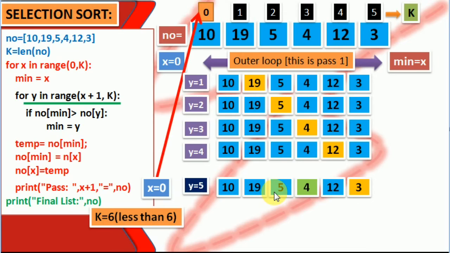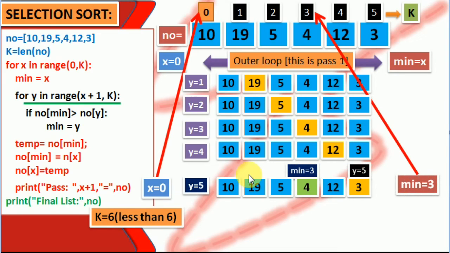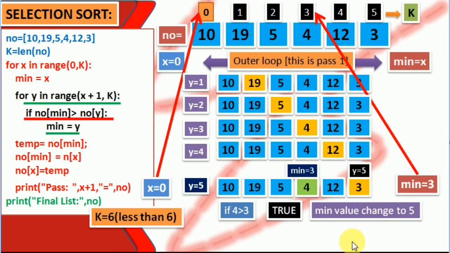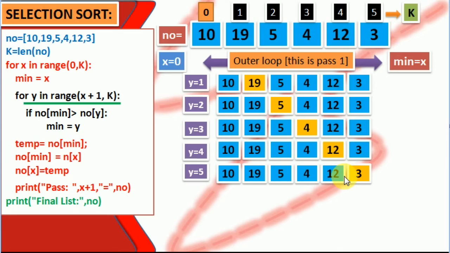Now the last y value is 5 and where is min? Min at 3. What is that value? 4. Now it will check again: is 4 greater than 3? The condition is true. So again min is going to override the value, and 5 is going to be stored inside min. This means the inner loop is now finished and it comes out.